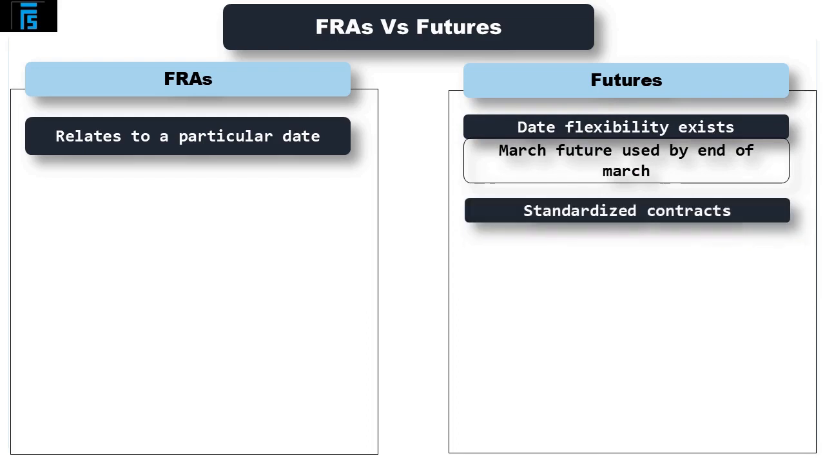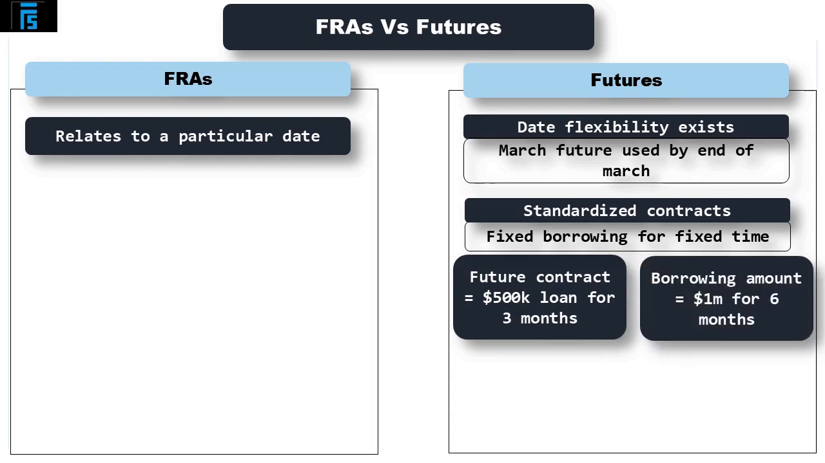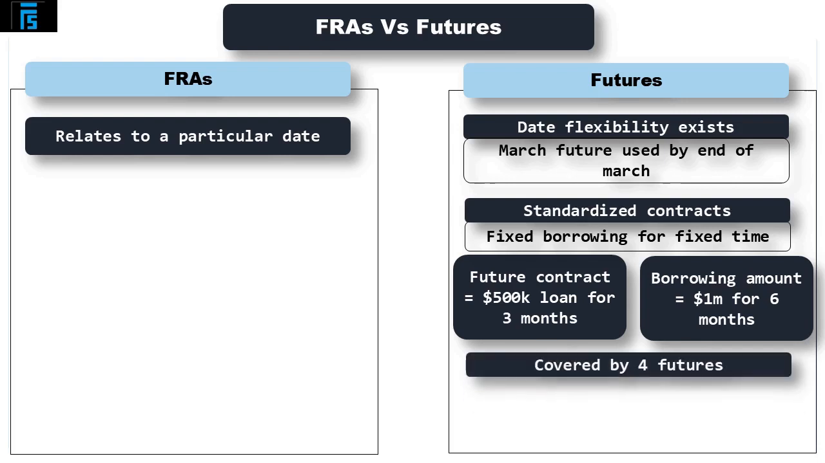However, futures are standardised contracts and relate to a fixed amount of borrowing for a fixed period of time. For example, one futures contract might relate to a $500,000 loan for 3 months. If we wanted to borrow $1 million for 6 months, we'd need 4 futures to cover the amount of interest. We would need to double up for the amount and double for the term.